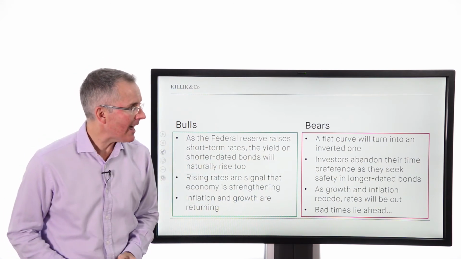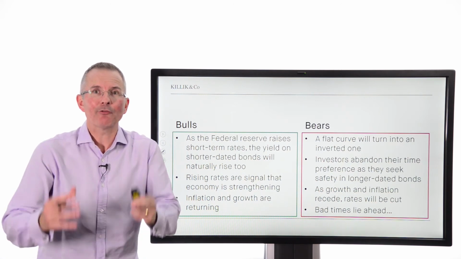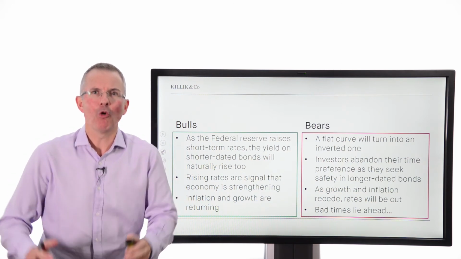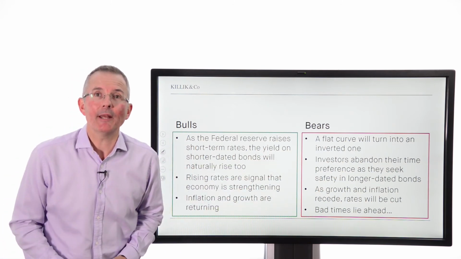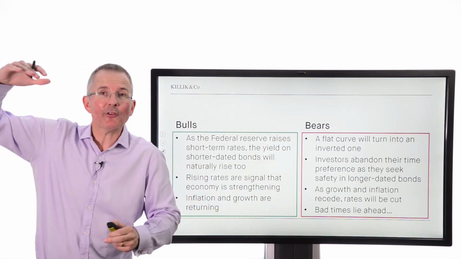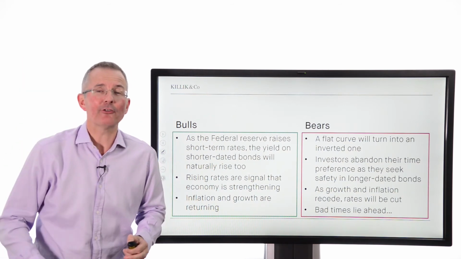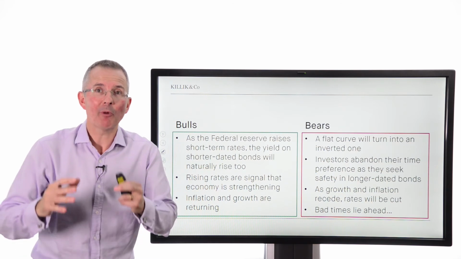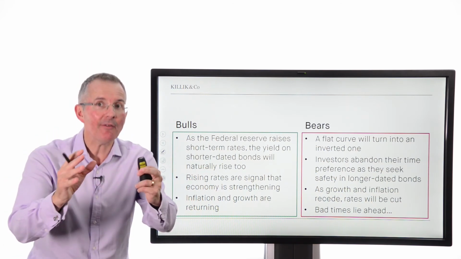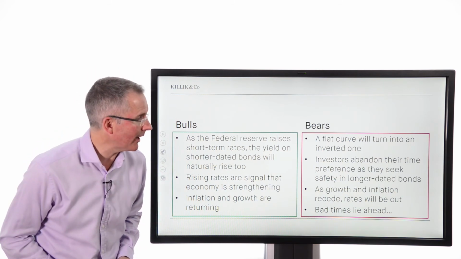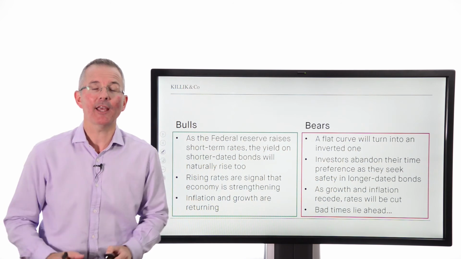Investors have abandoned their time preference. What's happening is investors are saying, I don't care. I'm prepared to invest for a much longer period, abandon my normal demand for a higher yield because I'm worried. I'm seeking safety in longer-dated bonds. Why would you be doing that? Well, if you expect growth to collapse, inflation to fall, and interest rates to start falling again to stimulate growth, you're prepared to lock your money up for longer in something that pays a fixed yield, even if you sacrifice that time preference in the process. All right? So, bad times lie ahead, and investors in the bond market are signalling it.